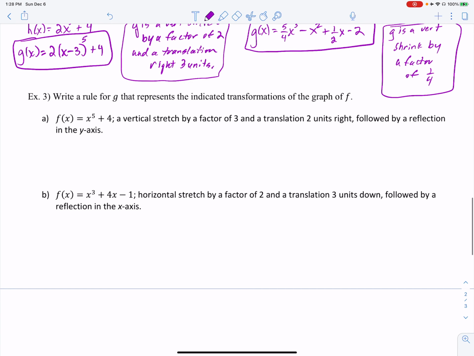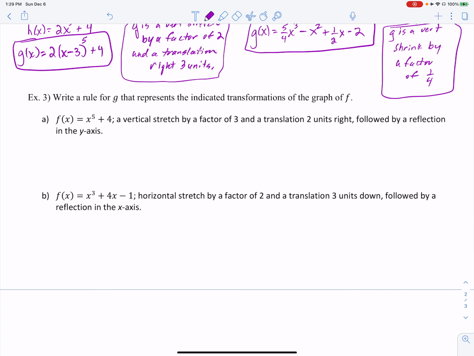Example 3, write a rule for g that represents the indicated transformations of the graph of f. And we want a vertical stretch by a factor of 3. So I'm going to just start and do this one at a time. And the final graph is going to be called g of x. So I'm going to just use some other variables. A vertical stretch, you need to multiply each part by 3.